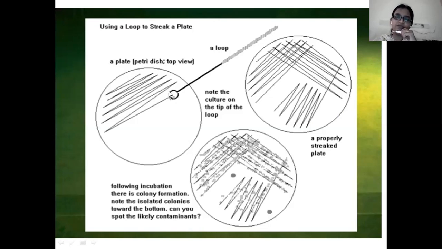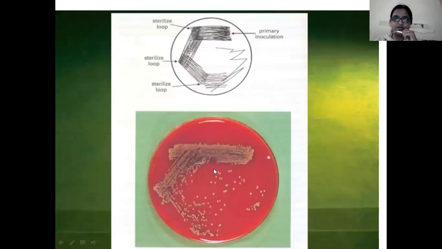If possible, we have to incinerate the loop between the streaks. Then we get isolated colonies by the tertiary or quaternary streak. These are the isolated colonies: primary, secondary, tertiary, and quaternary streak.